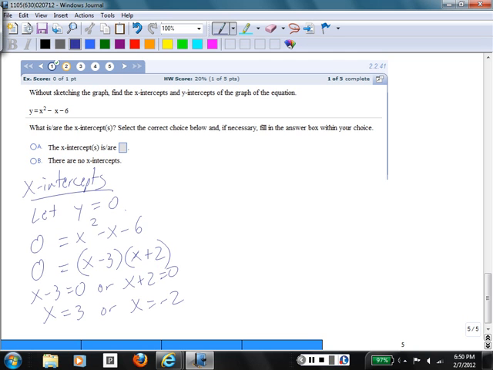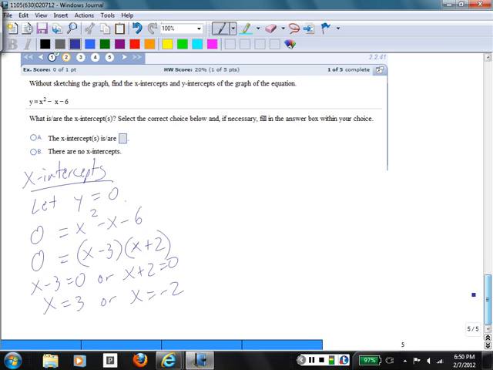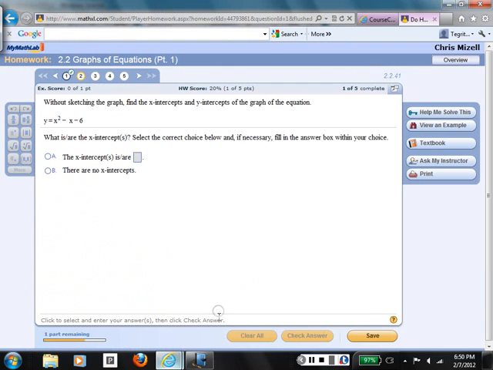x equals 3. If you substitute 3 for x and 0 for y, it makes it a true statement. If you substitute negative 2 for x and 0 for y, it makes it a true statement. So the points on the graph are (3, 0) and (negative 2, 0) that I write in my stubbornness. But I guess just the numbers there, the x-coordinates, are going to be what it wants.